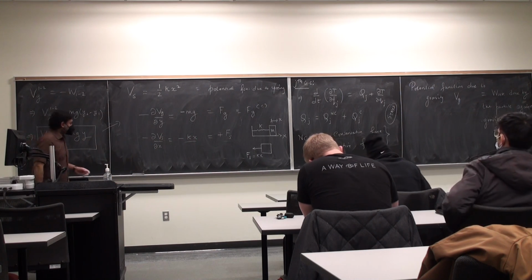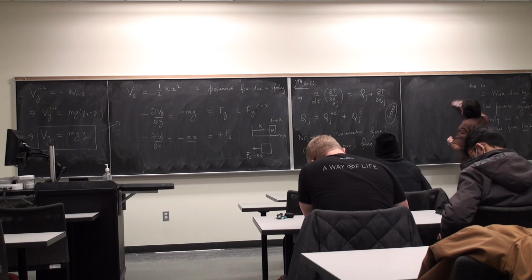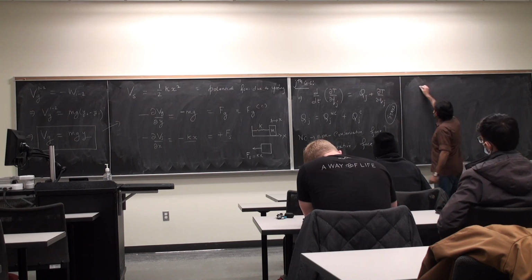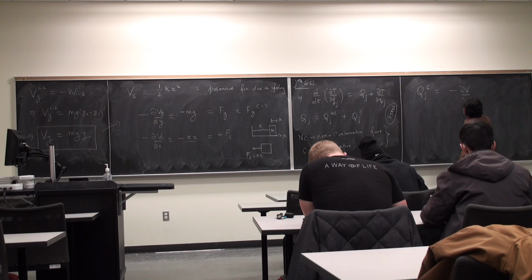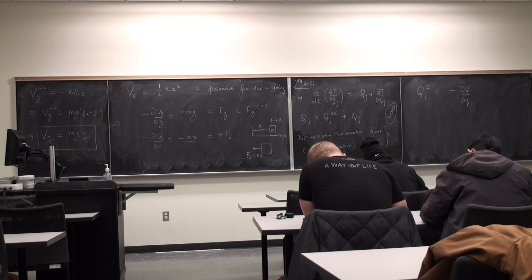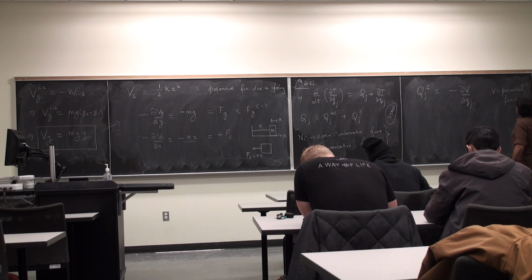Or in general, we can say the following. This is any set of conservative generalized forces can be written as the following. If you have gravity, you will have only one term. If you have spring, you will have one term. If you have gravity and spring, you will have two terms. This is just a generic potential function, a potential energy function, if you want to think of it that way.